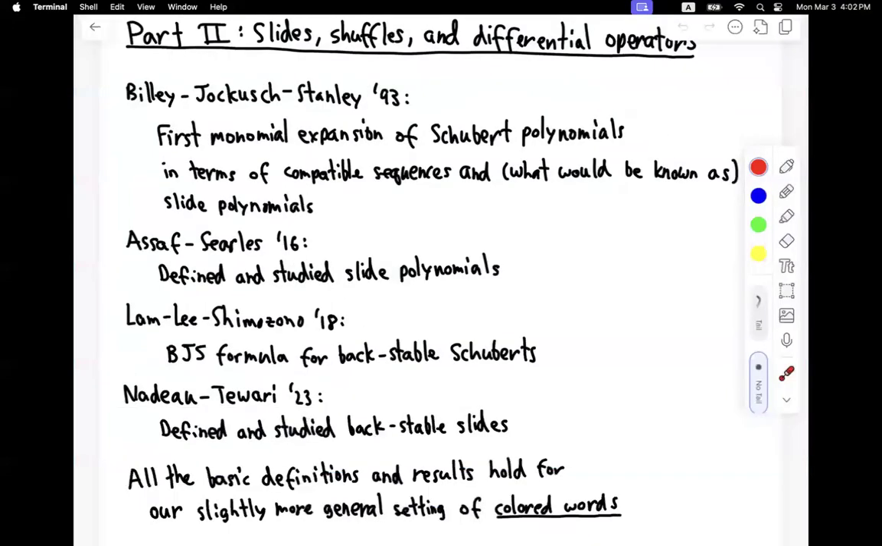Okay, so their formula gave a monomial expansion of Schubert polynomials in terms of what are called compatible sequences. They wrote Schubert polynomials as a sum over what would eventually be known as slide polynomials. The next step is in 2016, Assaf and Searles explicitly defined and systematically studied these slide polynomials.